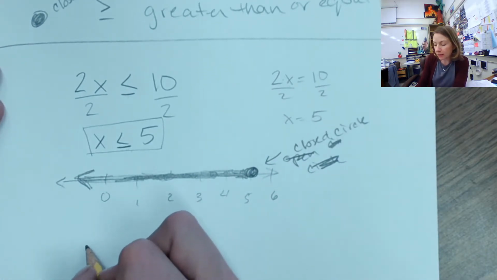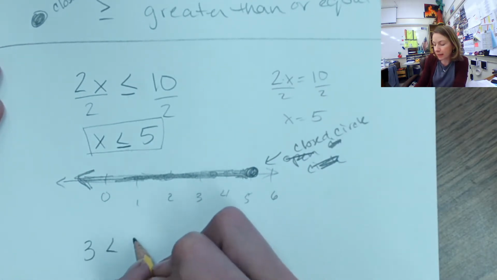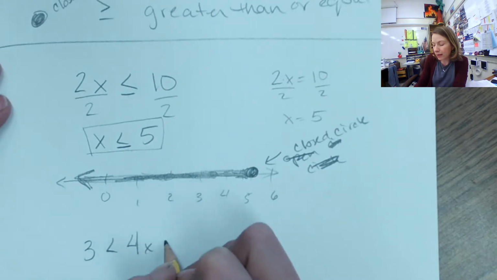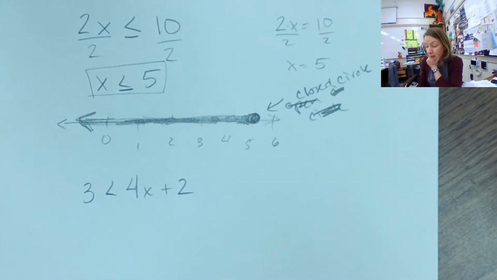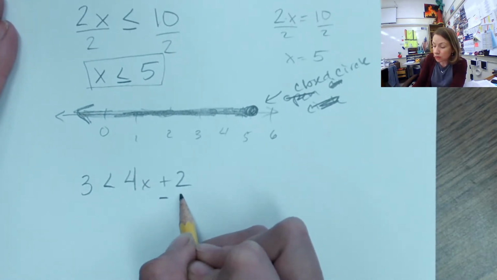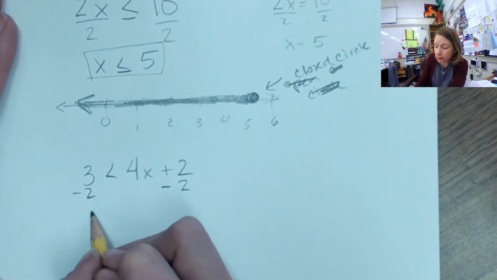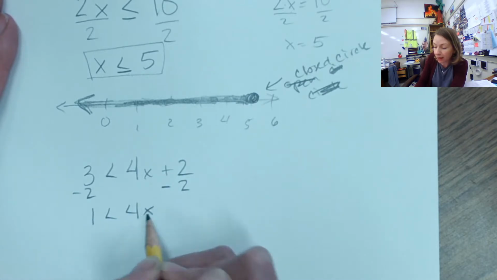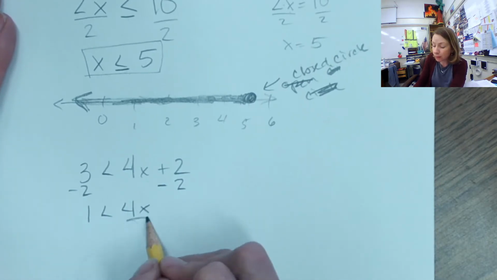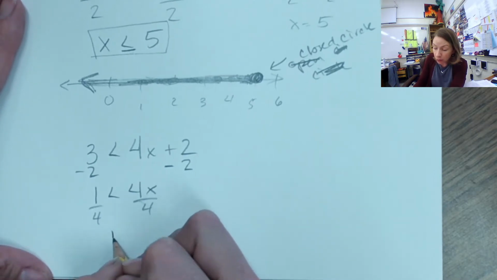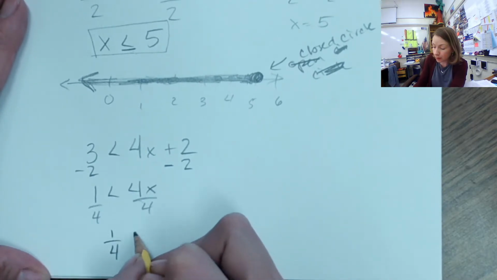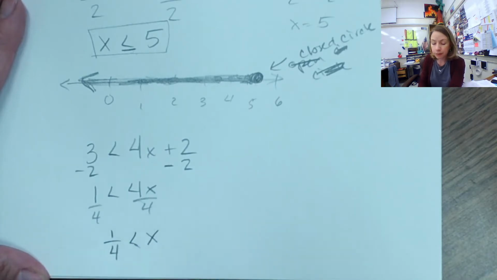Let's look at 3 is less than 4x plus 2. For this one, I'm going to get my x by itself. The process is still the same, so I'm going to subtract 2 from both sides. So I've got that 1 is less than 4x. To get my x by itself, I now need to divide both sides by 4. It's not going to go in evenly, but that's okay. So I've got that 1/4 is less than x.